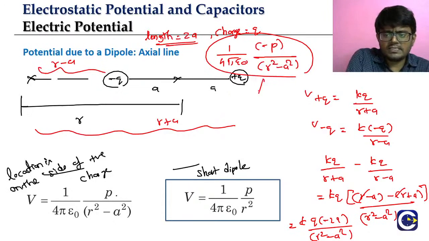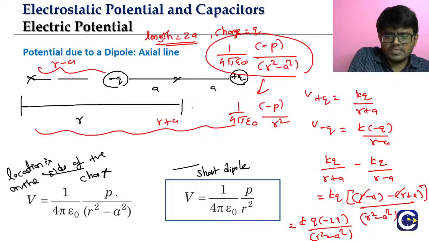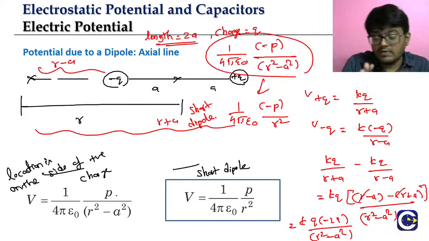If we take a short dipole, what is it? Then we are going to neglect that A value. Short dipole means the value of R will be much higher in comparison to A. Neglecting it, what do we get? 1 by 4 pi epsilon naught into minus P by R square. This is for the short dipole. Do you know the conclusion from this?